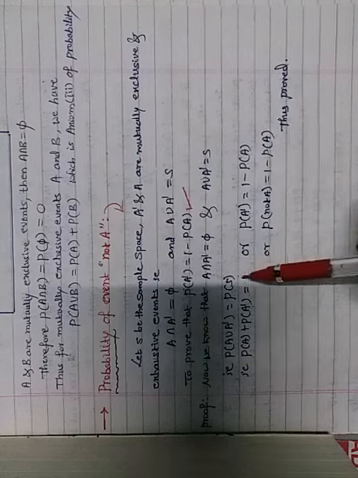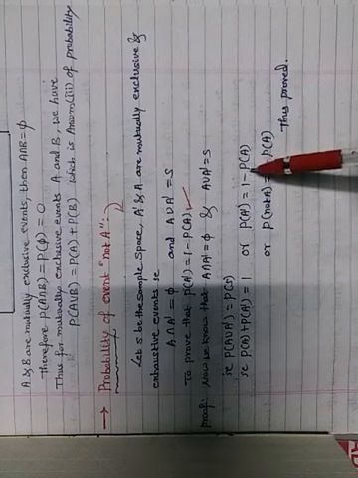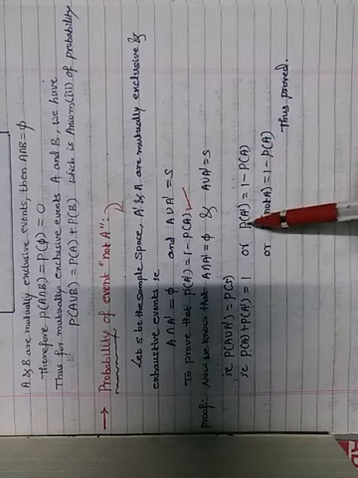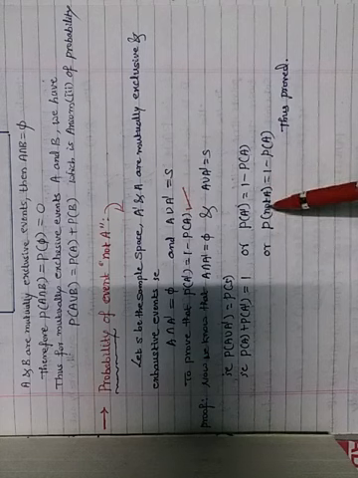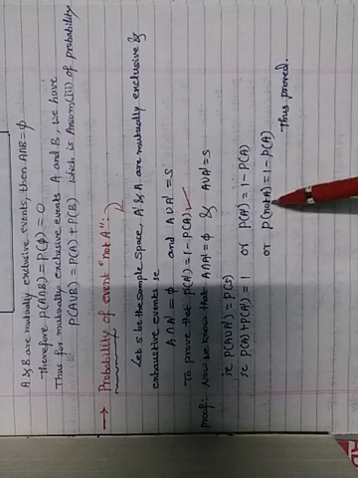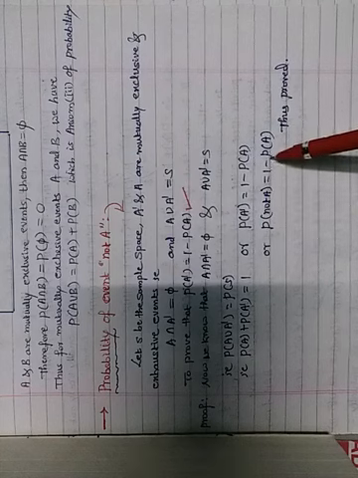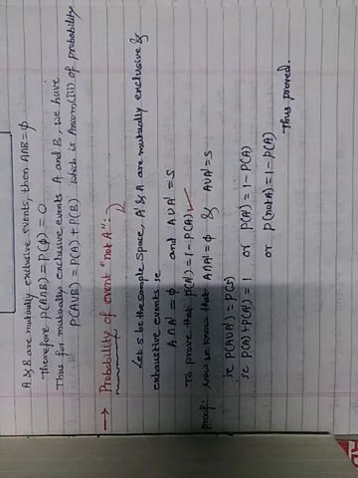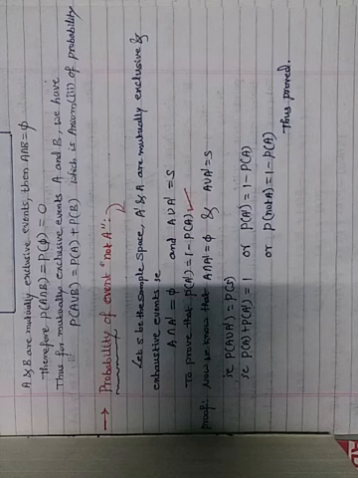Or probability of A dash is equal to 1 minus probability of A. You take probability of A to this side, which becomes minus. P of A dash means it is not A. P of A dash is the complement of A, hence it is not A. Probability of not A is equal to 1 minus probability of A. Thus proved. Is it understood?